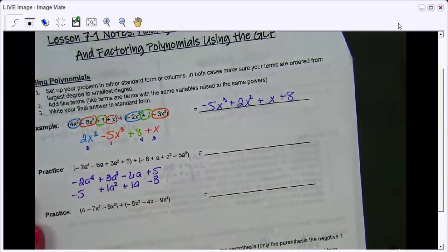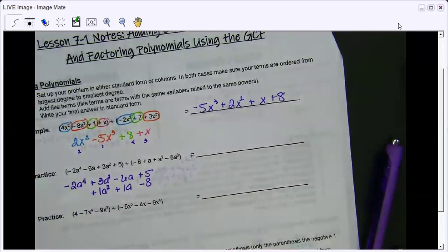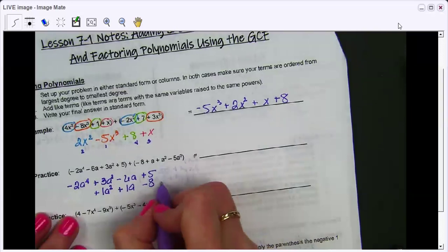Oh, nope, that's not what's going to happen. Negative 5a cubed, there is nothing to combine that with. So I'm going to put that at the bottom over here.